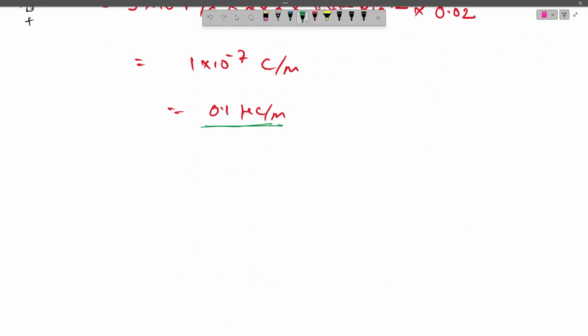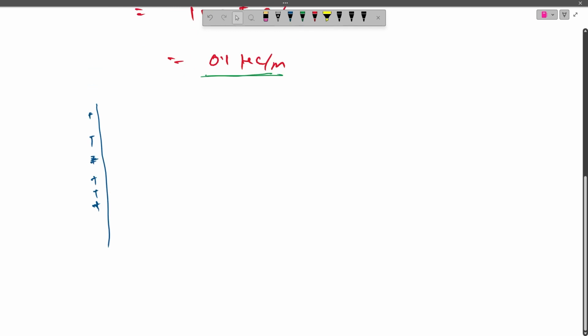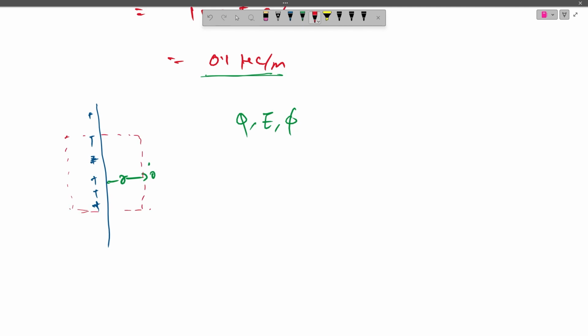Now let's assume that this is the line charge. In this question it is a positive charge, so we can assume it as a positive charge. Let us assume that there is a point at a distance of r away from this line charge. Now we have to find out either Q, that is the charge on this line, or the electric field, or the flux. Now we can use Gauss law over here. Now we can assume a Gaussian surface, a cylindrical Gaussian surface of radius r.